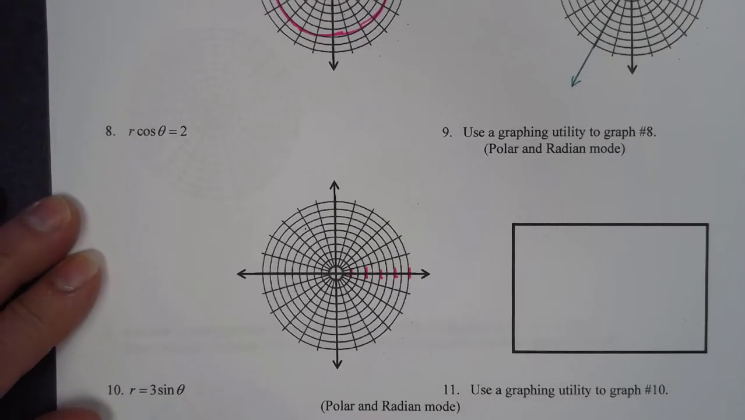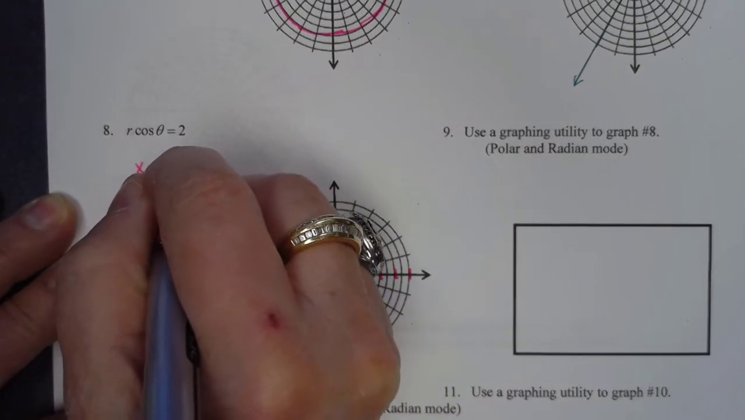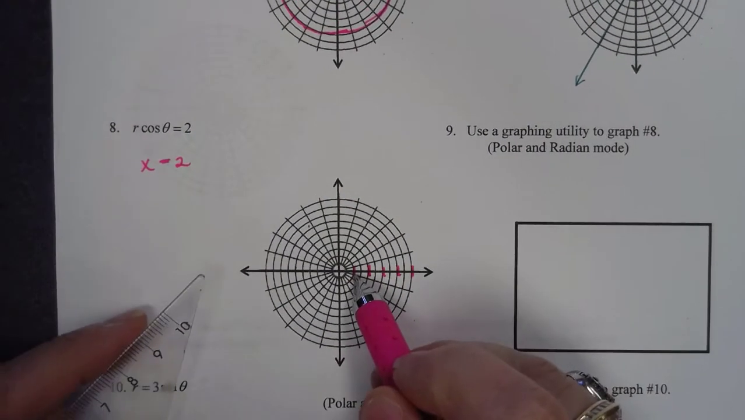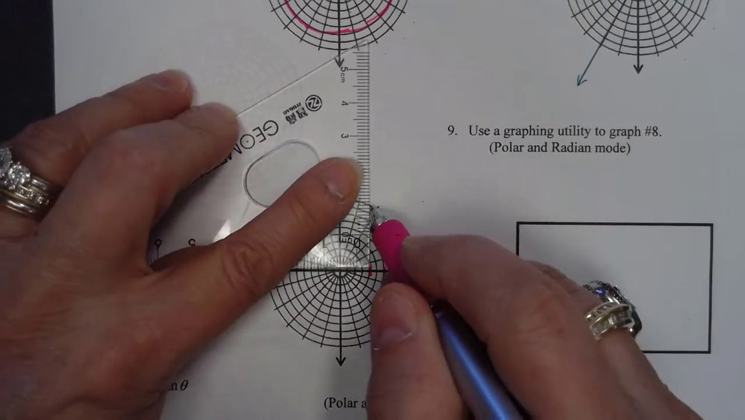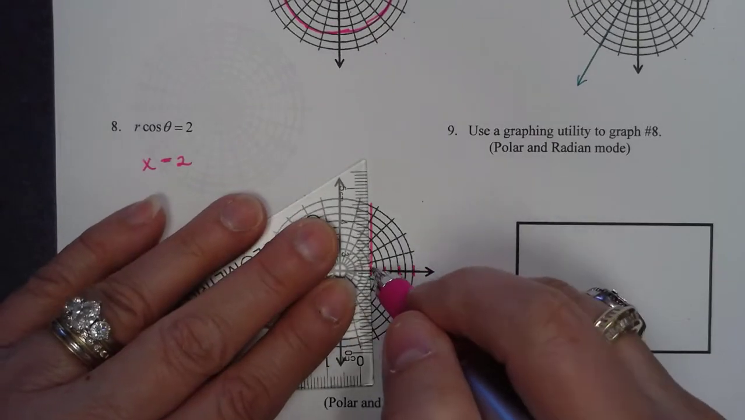Okay, r cosine theta equals 2. Well, what do we know about r cosine theta? We know that r cosine theta is x. So this is x equals 2. It's the line x equals 2.